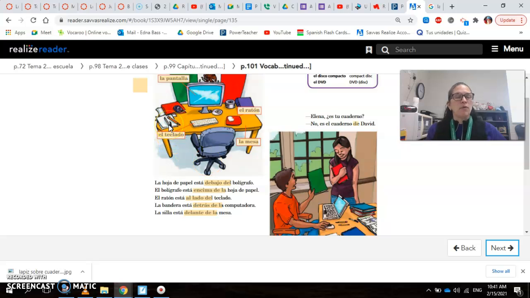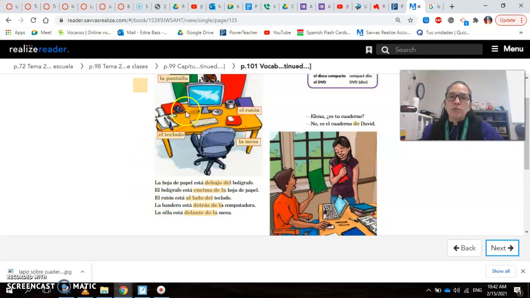Aquí está el bolígrafo. Other words that we're going to be using a lot are aquí, that means here, or allá, that means over there. Aquí, allá. And there is also a variation, allí, that is probably over there, but a little closer. But we're going to mainly use aquí, here, allá, over there. Okay, and it says, la hoja de papel está debajo del bolígrafo. Aquí está el bolígrafo. El bolígrafo está encima de la hoja de papel. So, la hoja de papel debajo, el bolígrafo encima.